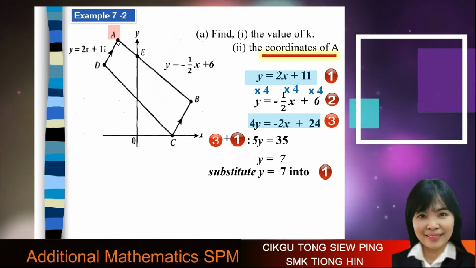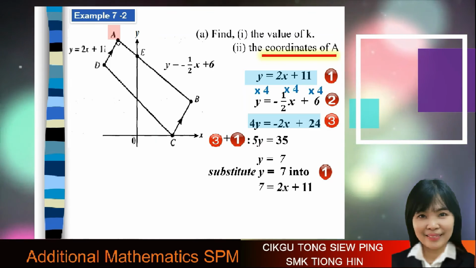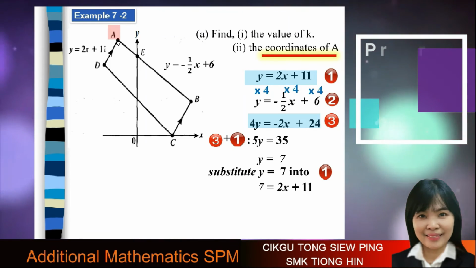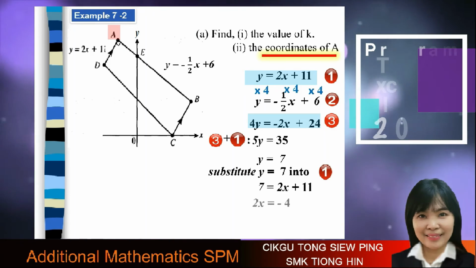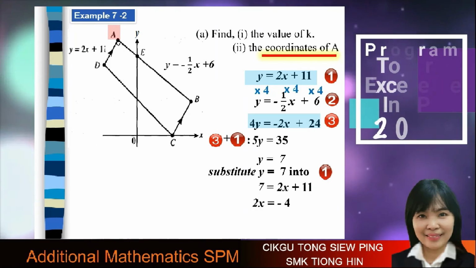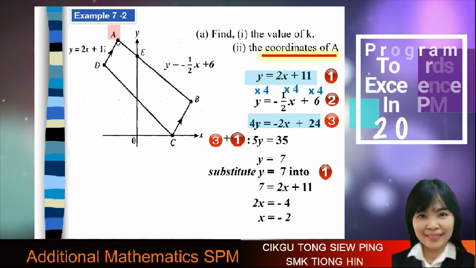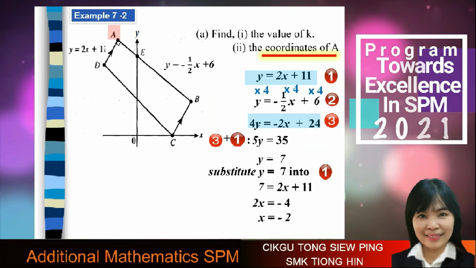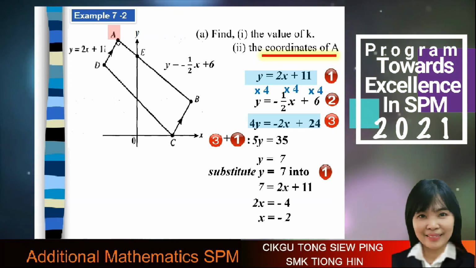Substitute y equal to 7 into equation 1. I get y equal to 2x plus 11. Shift the 11 to the left hand side. I get 2x equal to -4. So for x, I get x equal to -2. My A is equal to (-2, 7).